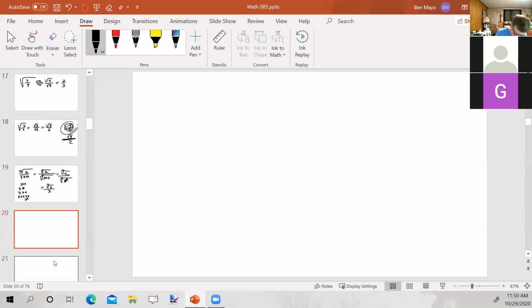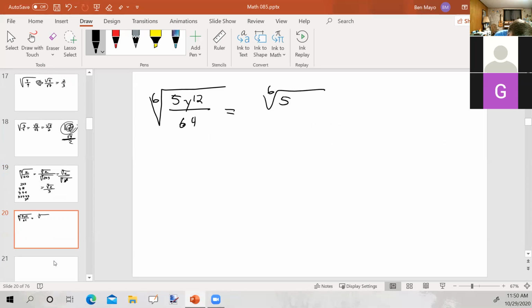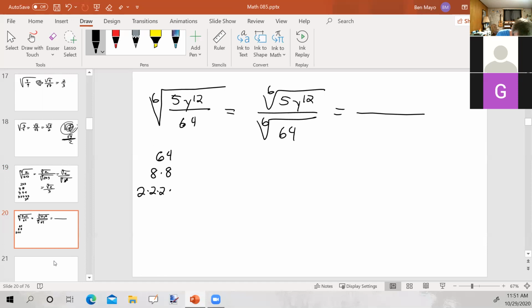All right, now, let's say I've got the sixth root of 5y to the 12th over 64. So that would be the sixth root of 5y to the 12th over the sixth root of 64. Okay. So let's take 64 and break it down into its prime factorization. 64 is 8 times 8. 8 is 2 times 2 times 2. The second 8 is 2 times 2 times 2. So I have 2 to the 6th power. So now my numerator is the 6th root of 5y to the 12th. My denominator is the 6th root of 2 to the 6th.